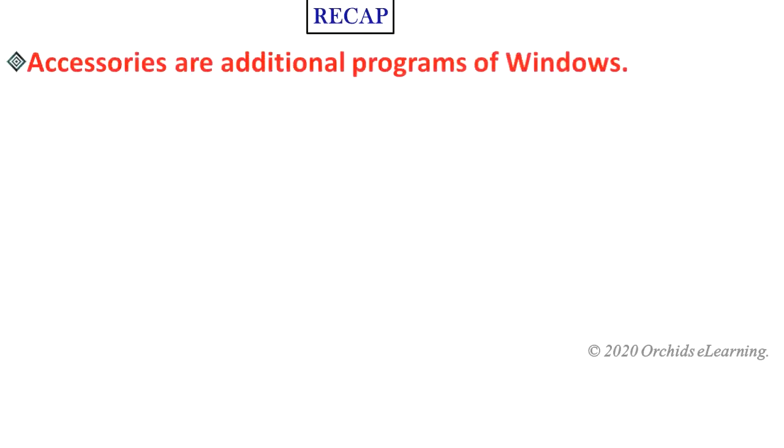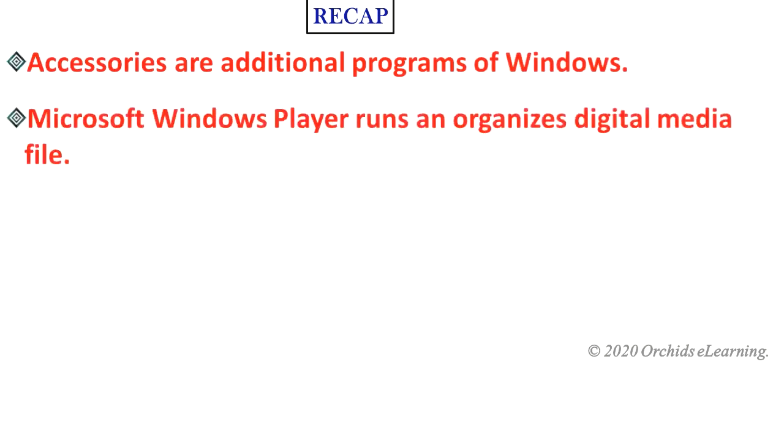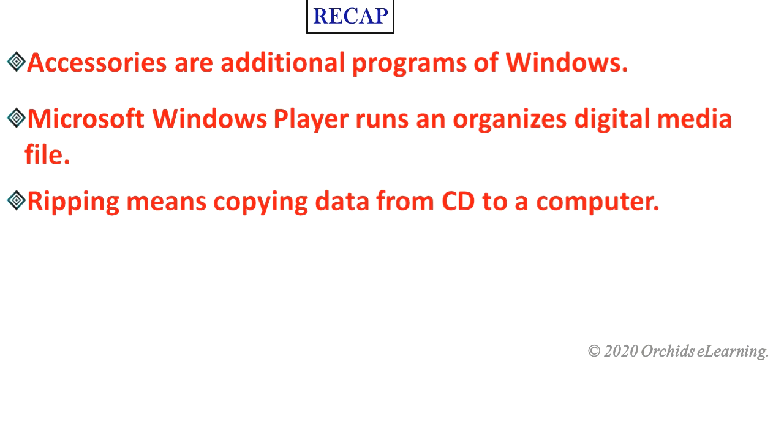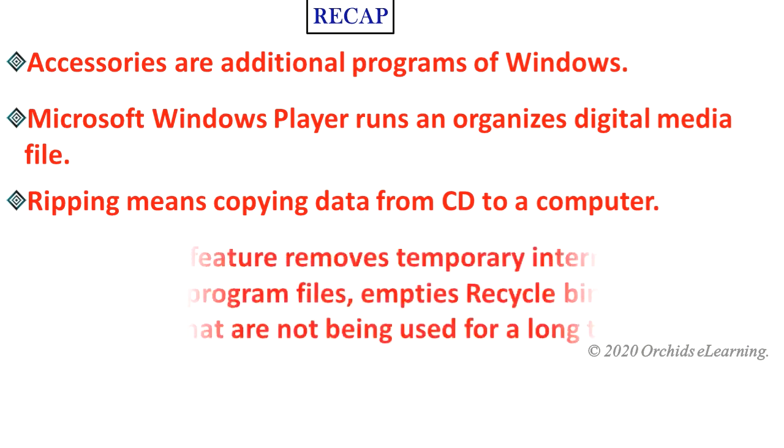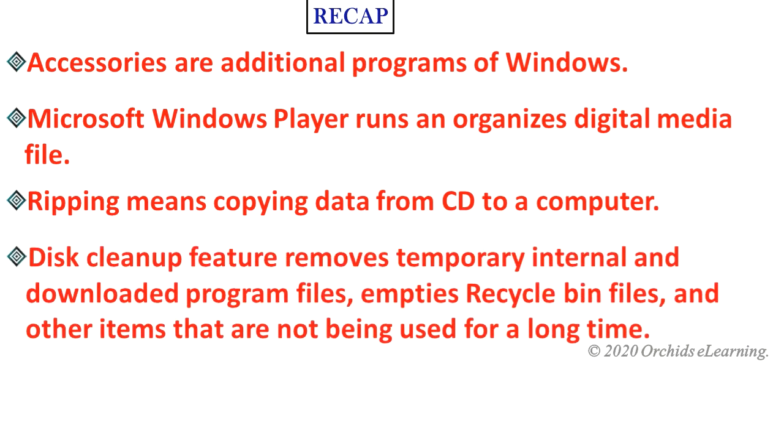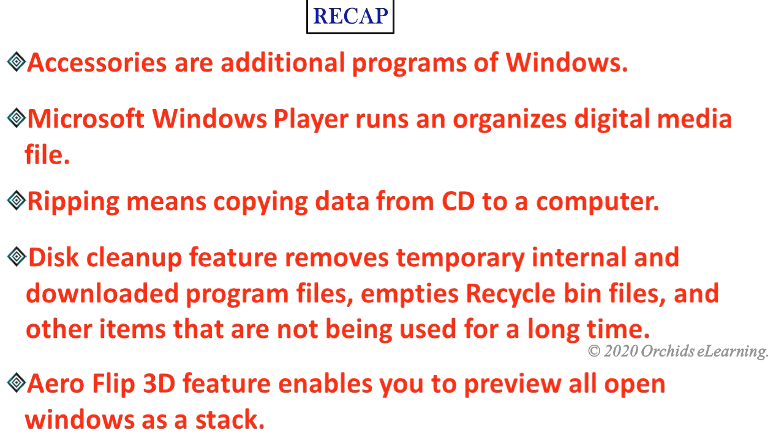What did we learn from this lesson? Accessories are additional programs of Windows. Windows Media Player runs and organizes digital media files. Ripping means copying data from CD to a computer. Disk Cleanup feature removes temporary internal and downloaded program files, empties recycle bin files, and other items that are not being used for a long time. Aero Flip 3D feature enables you to preview all open windows as a stack.